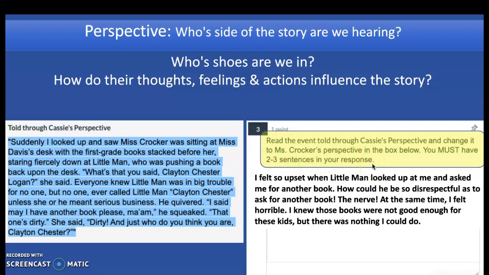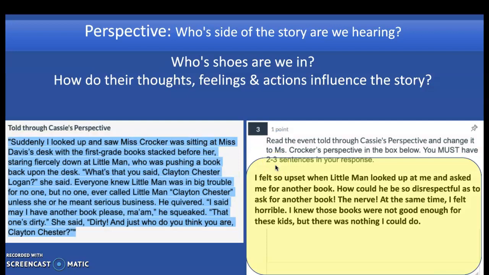Okay, so we just read Cassie's perspective. We could see, right, that Cassie described how Miss Crocker was sitting at Miss Davis's desk with the first grade books stacked before her, staring fiercely down at Little Man. So from Cassie's perspective, Miss Crocker was staring fiercely. From Cassie's perspective, Miss Crocker says, "Dirty, and just who do you think you are?" So now we need to think about Miss Crocker's perspective. What might she have been thinking, feeling, or doing to influence the story?